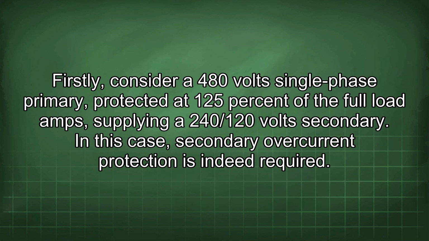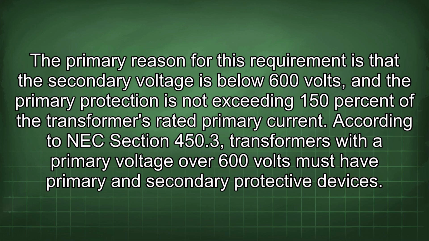Firstly, consider a 480-volt single-phase primary protected at 125% of the full load amps, supplying a 240/120 volts secondary. In this case, secondary overcurrent protection is indeed required. The primary reason for this requirement is that the secondary voltage is below 600 volts, and the primary protection is not exceeding 150% of the transformer's rated primary current.